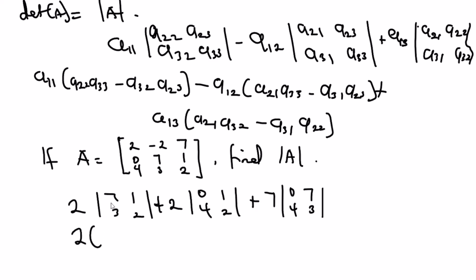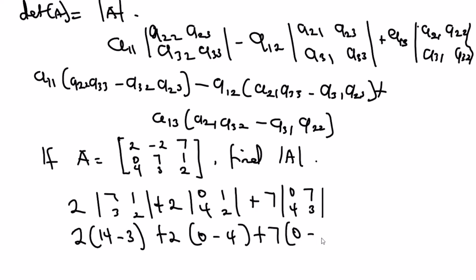We have 2 multiply, so product of the leading diagonal minus product of the off diagonal. So you have 14 minus 3, then plus 2. You have 0, so it's 0 times 2 minus 4 times 1. So we're going to get what? 0 minus 4. Then we have plus 7.